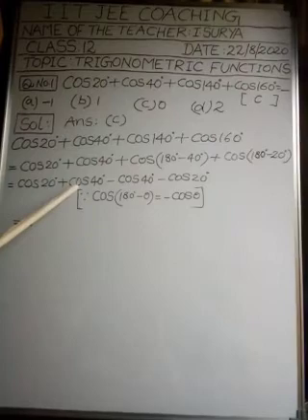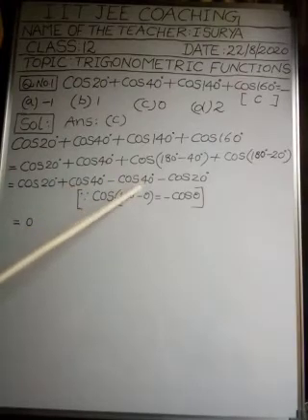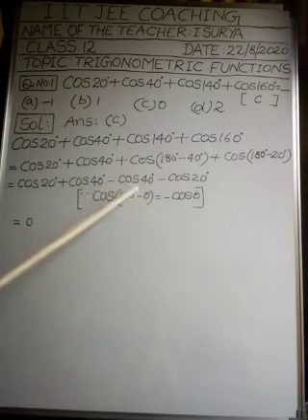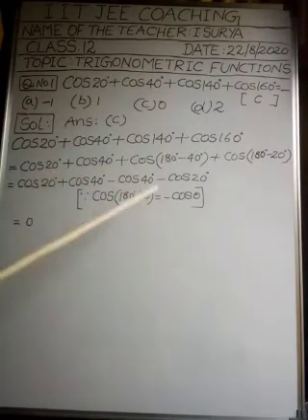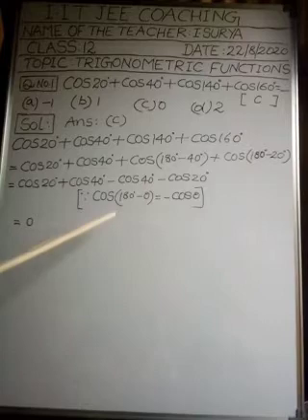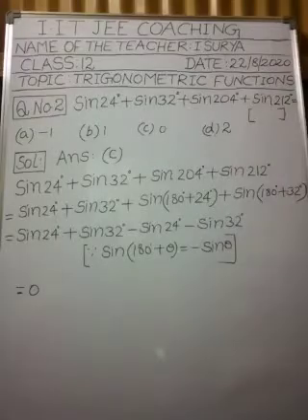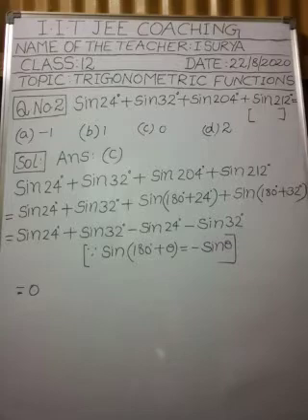Right. Similarly, second term and third term get cancelled. Cos 40 degrees minus cos 40 degrees gets cancelled. Then finally, we don't get any term. No term will be left. So therefore, it is equal to 0. Understood this question, my dear children? Right. Now come to the next question.